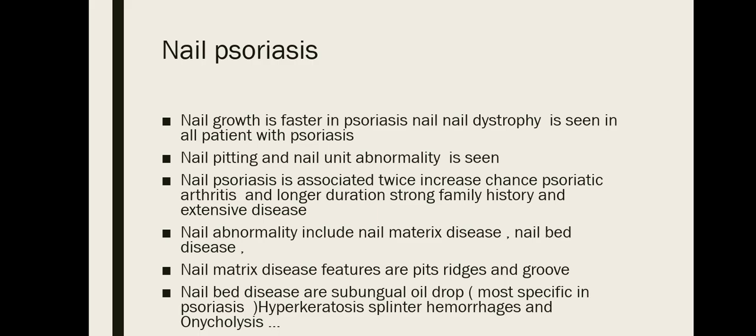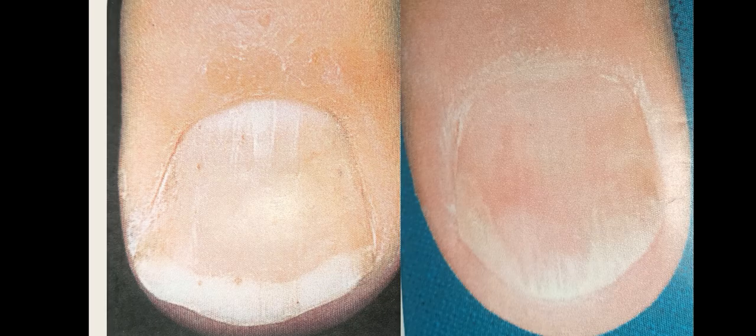Nail abnormality includes nail matrix disease and nail bed disease. The nail matrix disease features are pit formation, ridge formation and grooves. Moreover, the nail bed disease features include the subungual oil drop, which is the most specific in psoriasis. Other features of nail bed disease are hyperkeratosis, splinter hemorrhage and onycholysis.